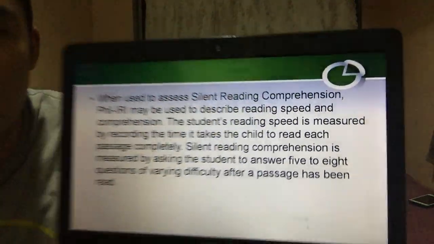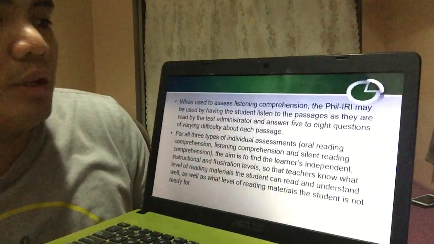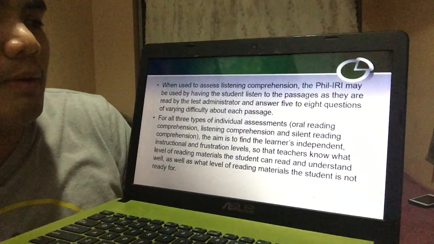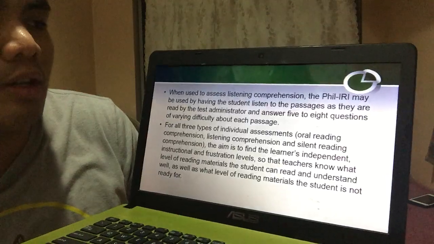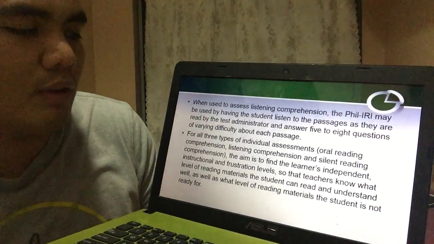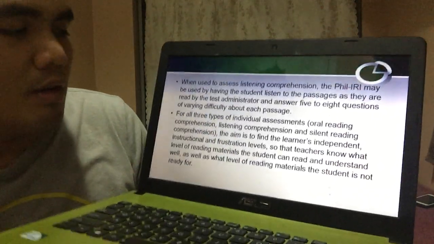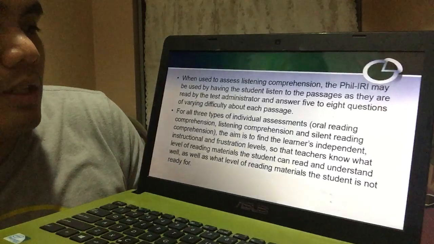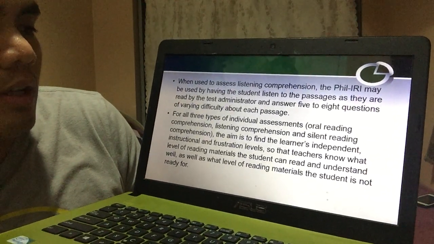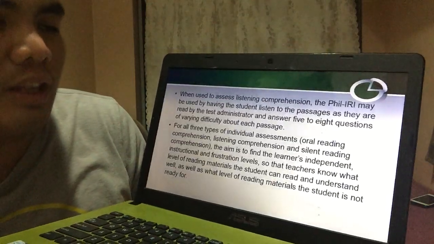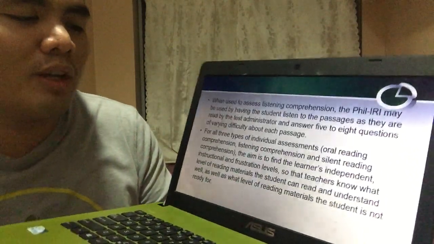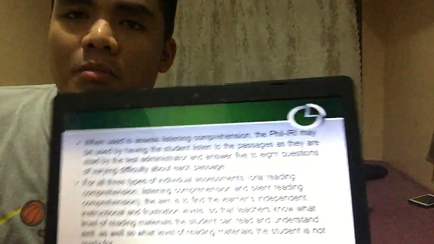When used to assess listening comprehension, the PHIL-IRI may be used by having the student listen to the passages as they are read by the test administrator and answer 5 to 8 questions of varying difficulty about each passage. For all three types of individual assessments, oral reading, listening comprehension and silent reading, the aim is to find the learner's independent, instructional and frustration level so that teachers know what level of reading materials the student can read and understand.